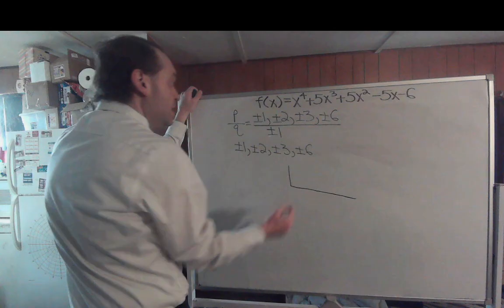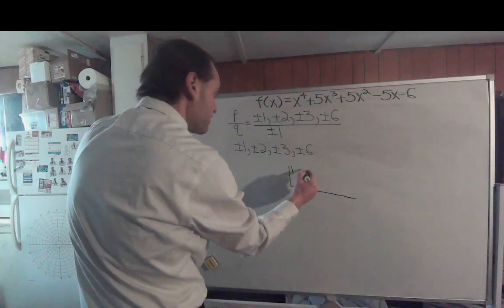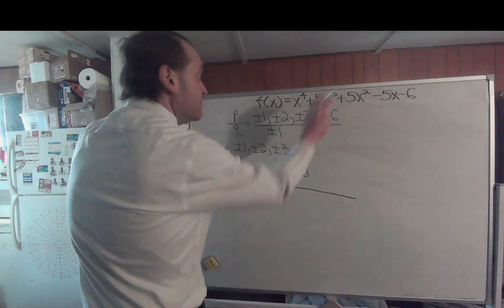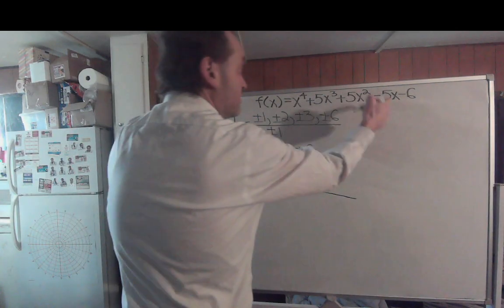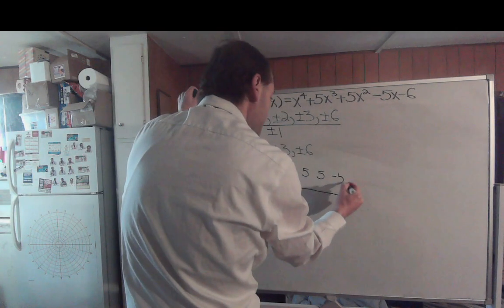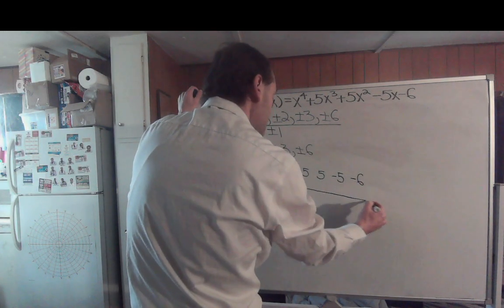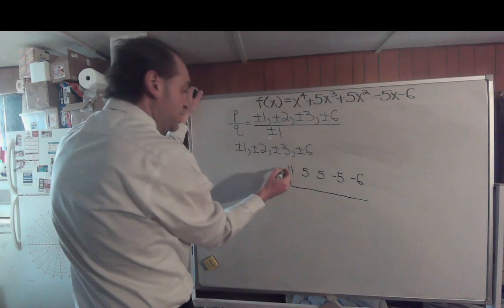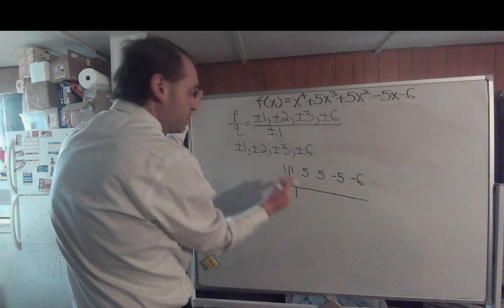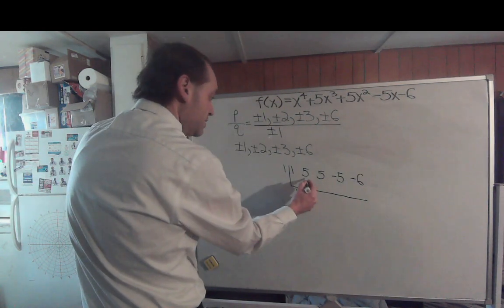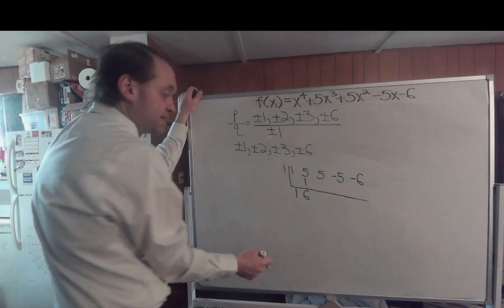So, coefficient of x to the 4th is 1, coefficient of x to the 3rd is 5, coefficient of x squared is also 5. Coefficient of x to the 1st is negative 5. Then your constant term is negative 6. Alright, so why don't we test positive 1? So bring down your 1. 1 times 1 is 1. 5 plus 1 is 6.